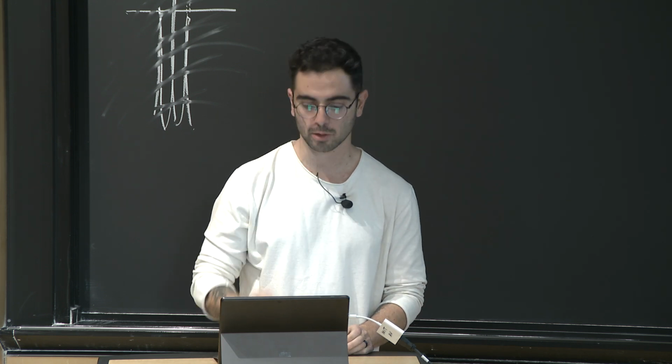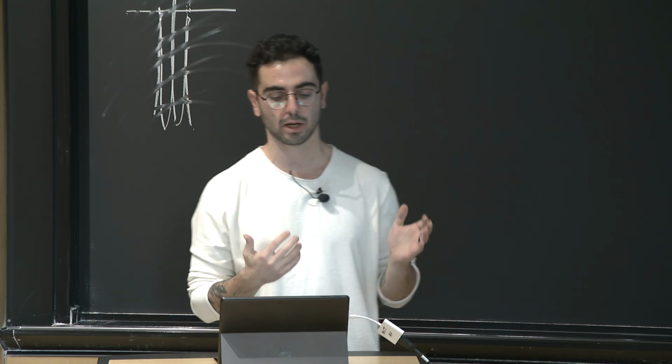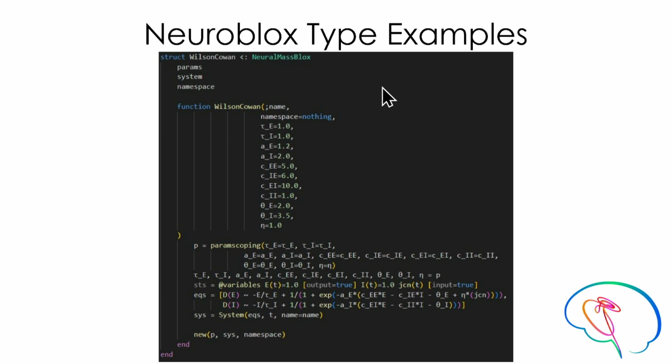So here I just want to show you a couple of examples of Blox definitions, so you can see how they look in the source code, and you will design some of these yourselves. So this is a Wilson-Cowan, which is a subtype of neural mass block, right? Using the syntax for subtyping here. And as you will see shortly in the exercises, the necessary fields for any Blox are two, essentially the system and the namespace. The params here is optional. We have it for some convenience internally in the code, but you don't really need these params.